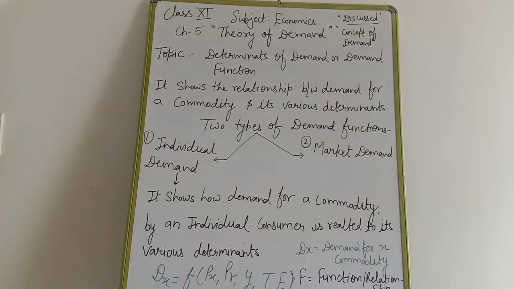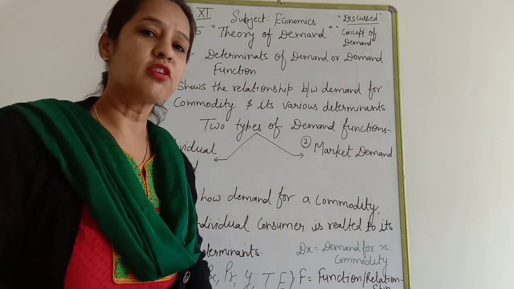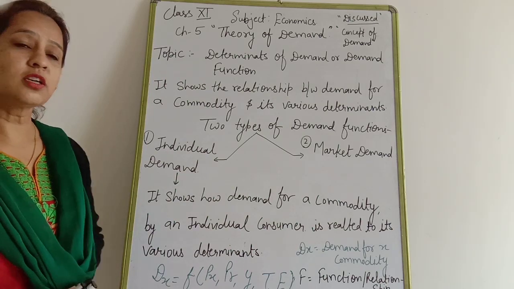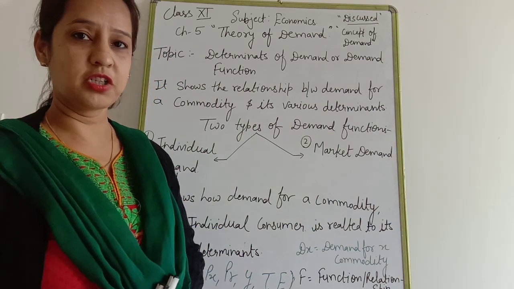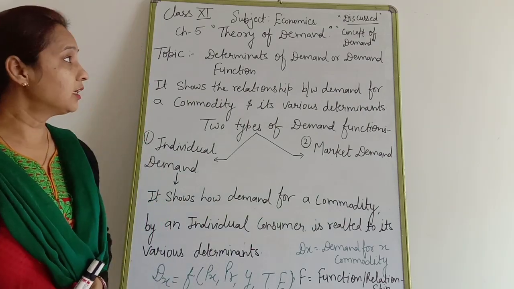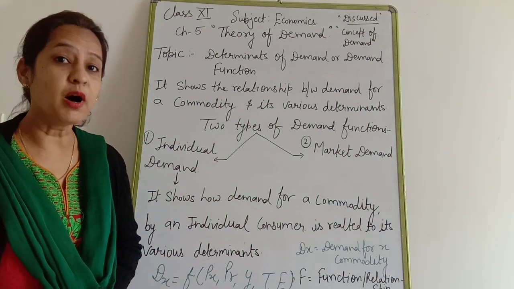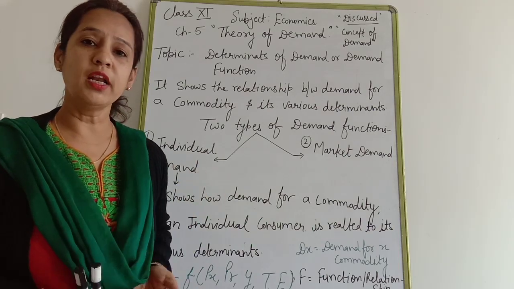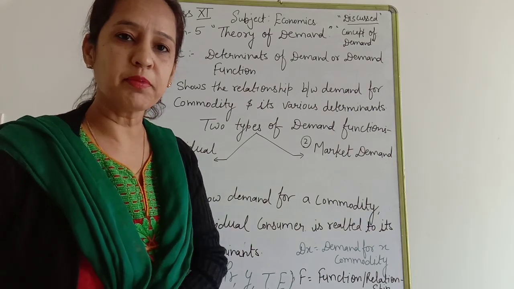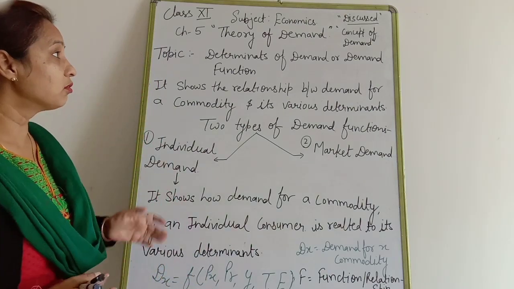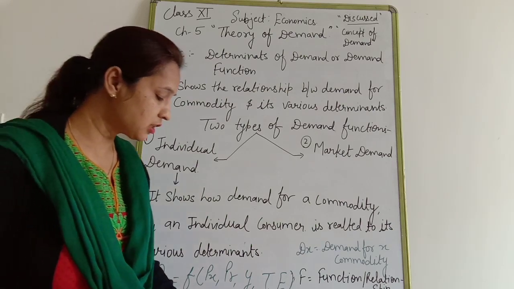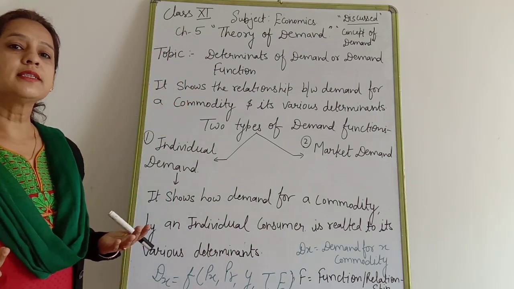Good morning, students. Today we are going to discuss the next topic of chapter 5, theory of demand, that is determinants of demand or demand function. Earlier we had discussed the concept of demand: the amount of a commodity that consumers are willing to purchase at different prices at a point of time is known as demand.